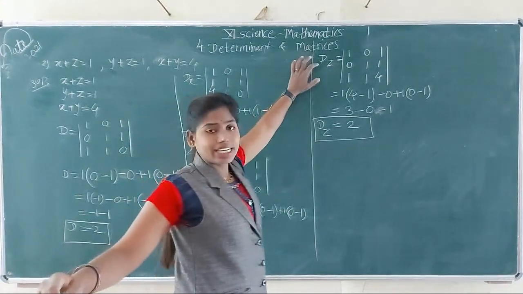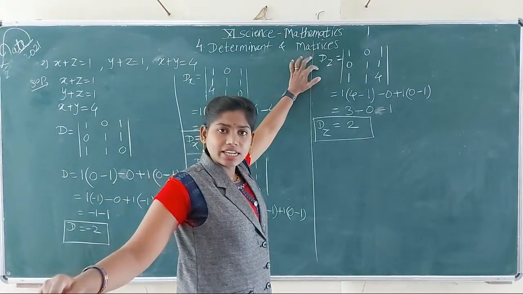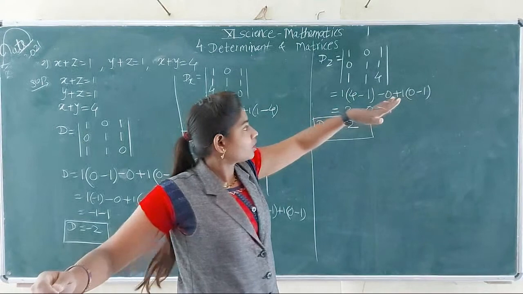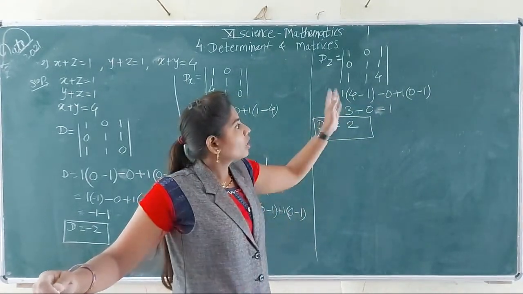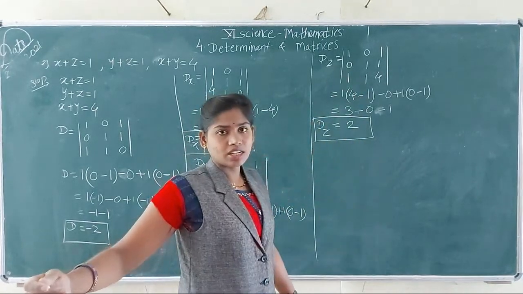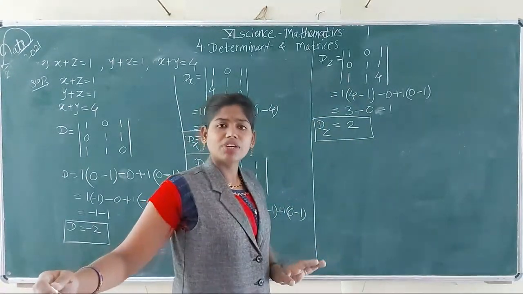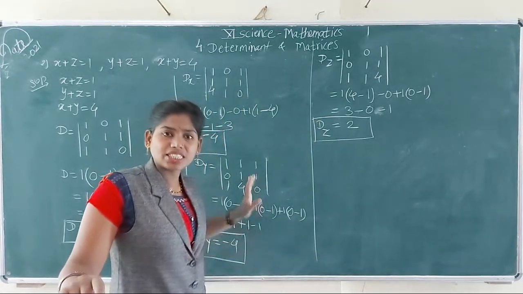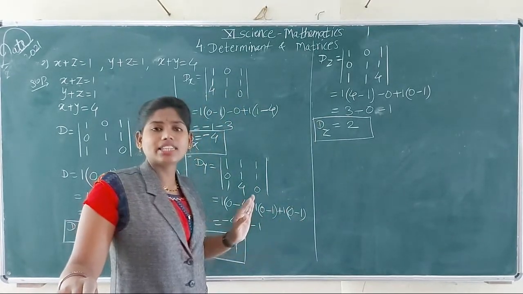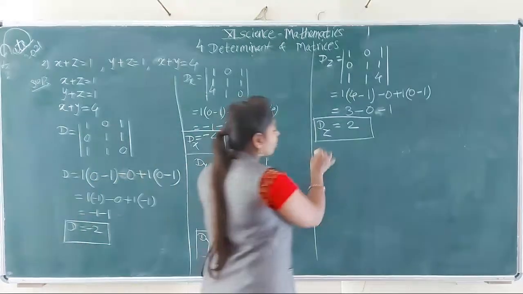And for the third, that is dz, replace the coefficient of z, that is the third column, by the constant term, first and second column as it is. That is, there is no change for the first and second column. And then solve this determinant. So this is dx, dy and dz. But we have to find the value of x.